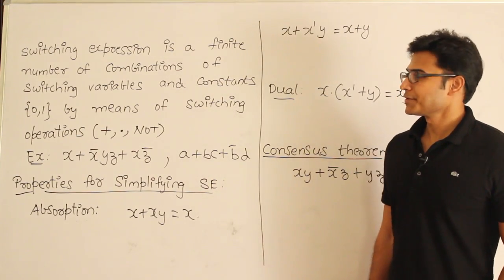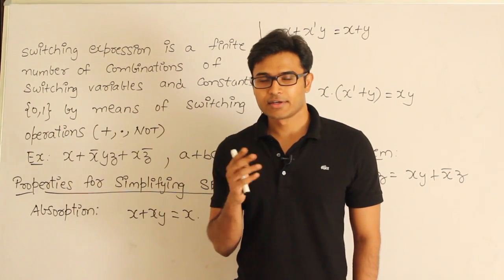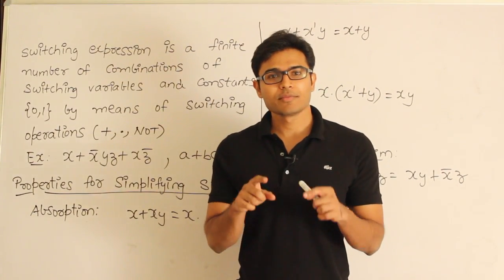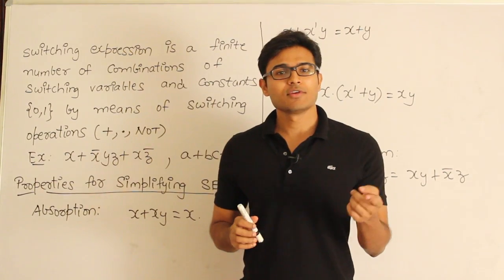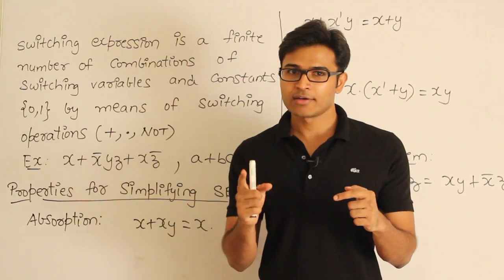Now let's see a switching expression. Whenever you want to design any electronic circuit, first the procedure is we form the switching expressions, and then we minimize it, and then we realize it. Realize it means implement it using AND gate and OR gate.